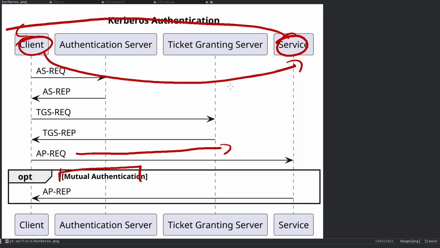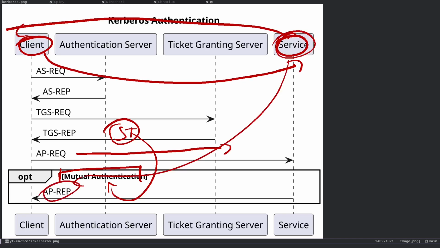The second side, that is the client authenticating the service, is optional. But if you put a flag into the service ticket and say, I want mutual authentication, the service is going to reply with this AP-REP, which contains another encrypted timestamp. So to prove identity, you just send encrypted timestamps to people who can decrypt that value and check it with respect to the current timestamp. So basically that's the idea.